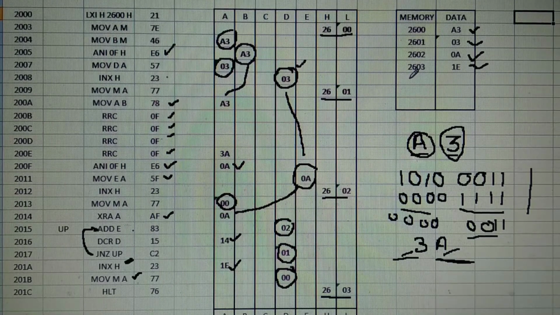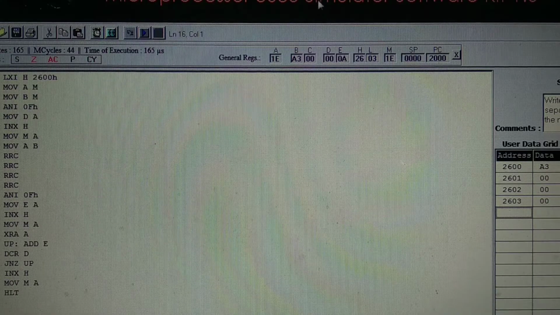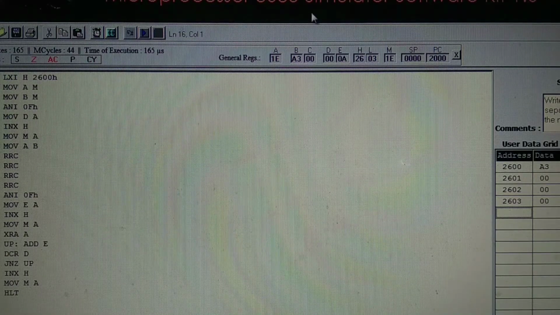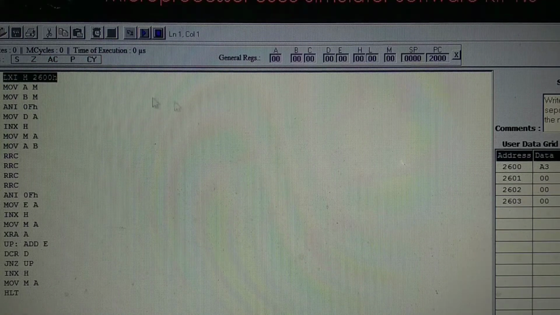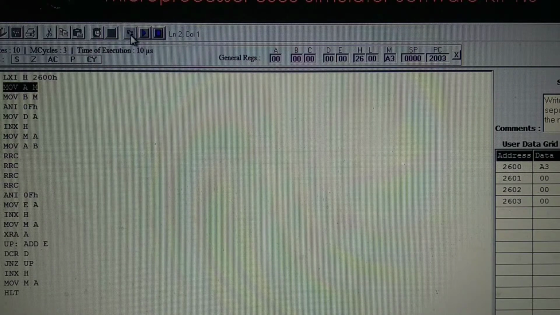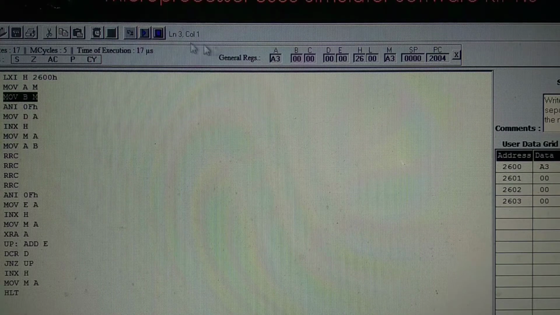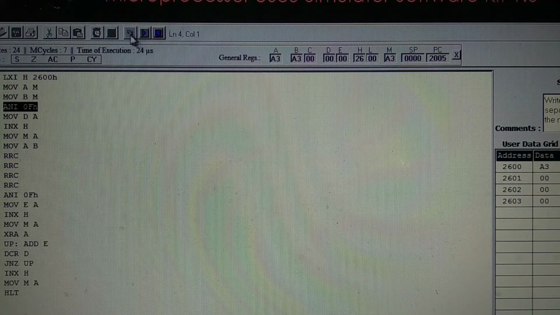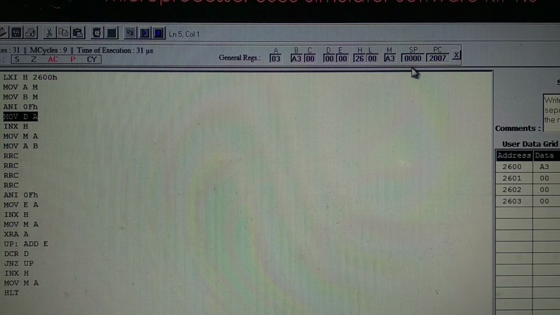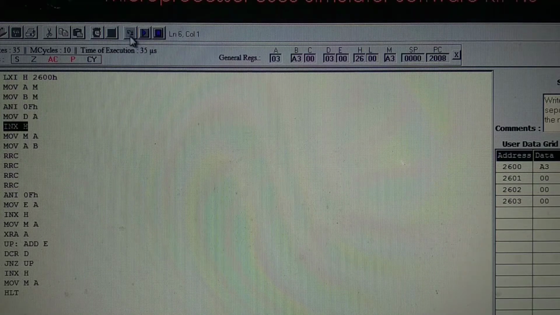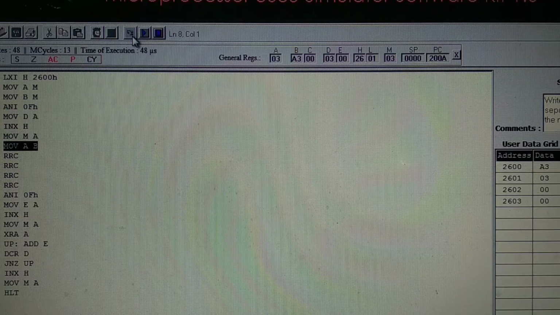Now we are going to execute this program. Here we will execute the program to separate nibbles and multiply, step by step. LXI H 2600, in that memory A3 is there. It is brought to the accumulator, taken to register B. ANI 0F, it is 03, it is taken to D as well as to the next memory location.